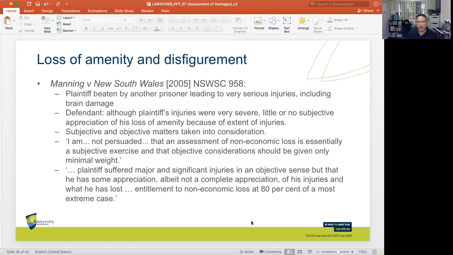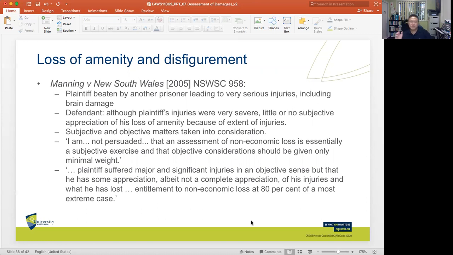Now, in Manning versus New South Wales, this is different as well, because here, objectively, there were serious injuries. But the question is, as a result of the very serious injuries, which included brain damage, how do you account for subjective feelings of loss? So here, although the plaintiff's injuries were very severe, there was little or no subjective appreciation of his loss of amenity because of the extent of the injuries. That was the claim of the defendant. But the court said that both subjective and objective matters have to be taken into consideration in relation to loss of amenity. It's not just subjective feelings of loss, you also have to look into objective matters.